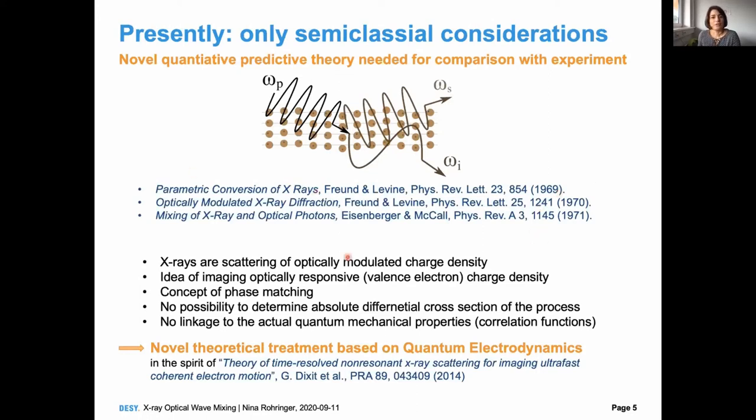So these first theories show this phenomenological idea of optical light inducing charge variations of the valence electron density, and X-ray light scattering off this oscillating charge and being Doppler shifted. So we thought it was time for a novel theory, and so Dietrich Krebs, a student in my group, started to work on the quantum electrodynamic treatment of this process.